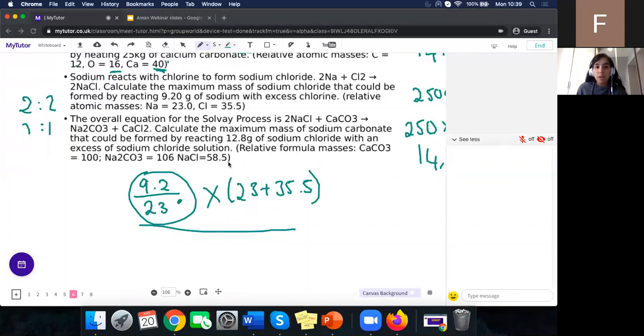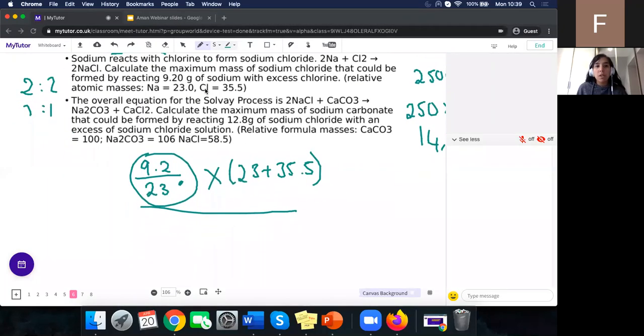Well done. Okay, let's do one more then. So the overall equation for the Solvay process is sodium chloride plus calcium carbonate goes to sodium carbonate plus calcium chloride. The Solvay process, if anyone's wondering, is just the process of forming sodium carbonate. So just like the Haber process produces ammonia, the Solvay process is the process of forming sodium carbonate. So calculate the mass of sodium carbonate that could be formed by reacting 12.8 grams of sodium chloride with an excess of calcium carbonate solution. That should say calcium carbonate.